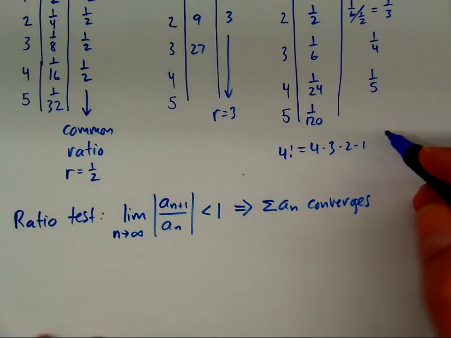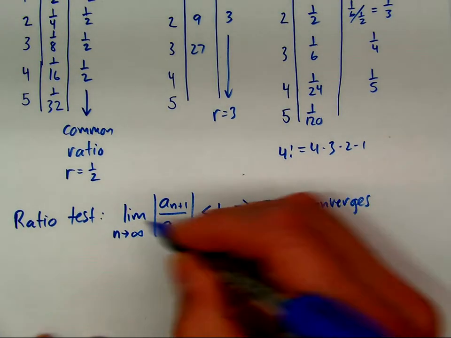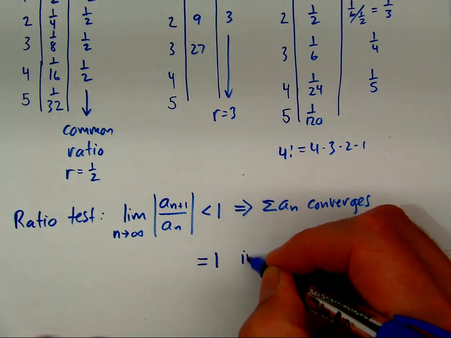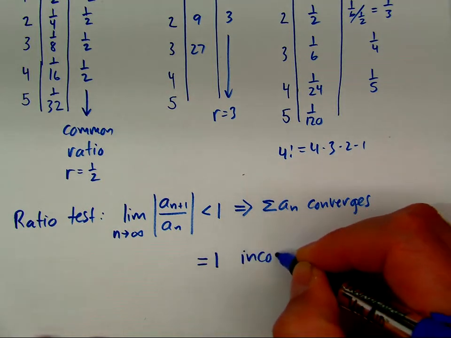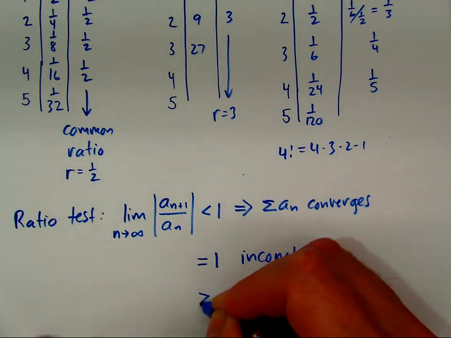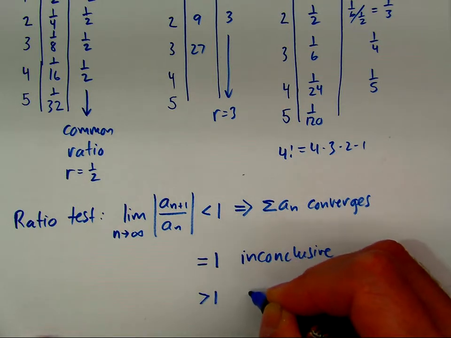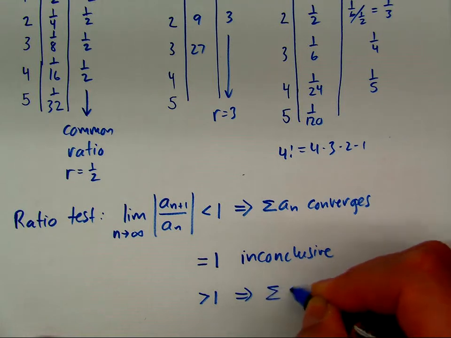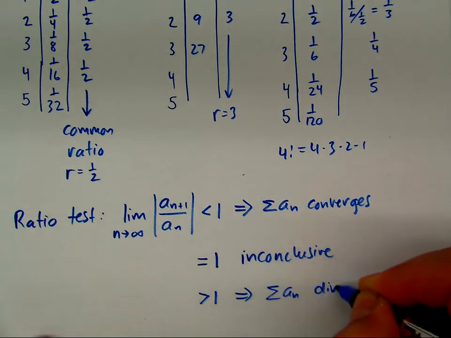If we have the limit equaling 1, then it doesn't work. We have to do something else. And if it's greater than 1, that means that the series diverges.